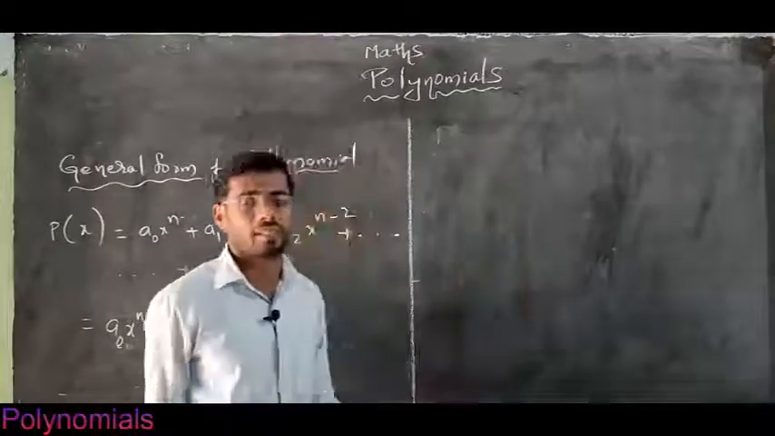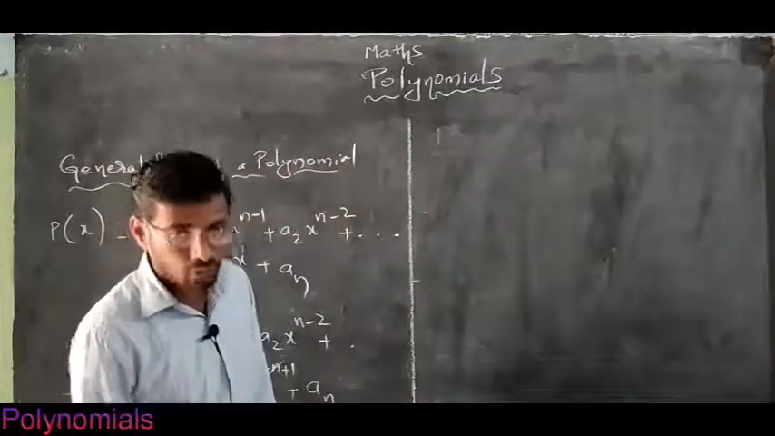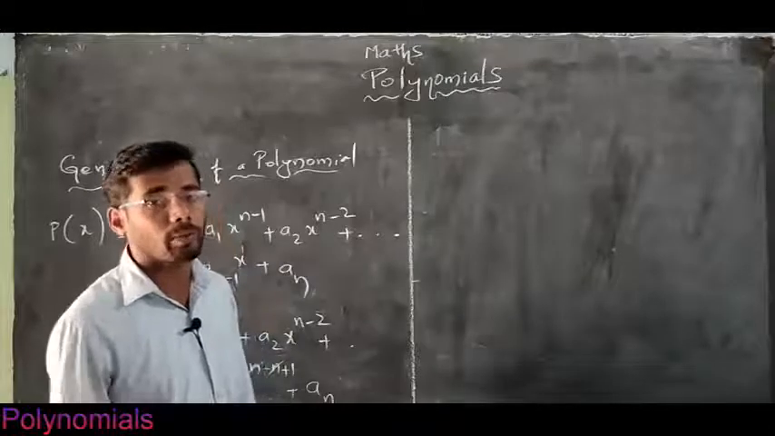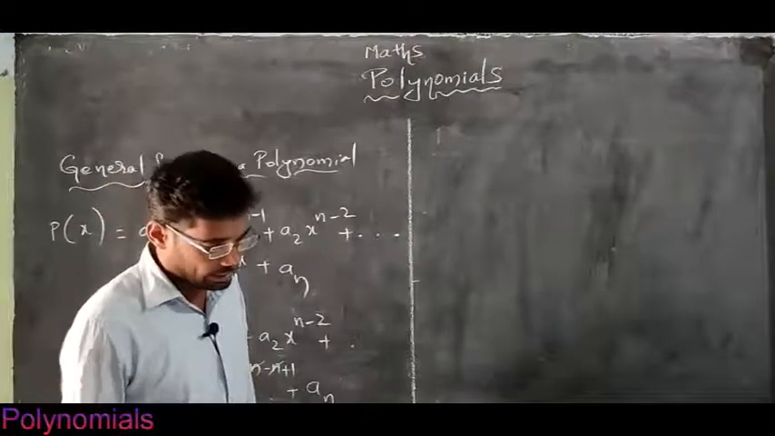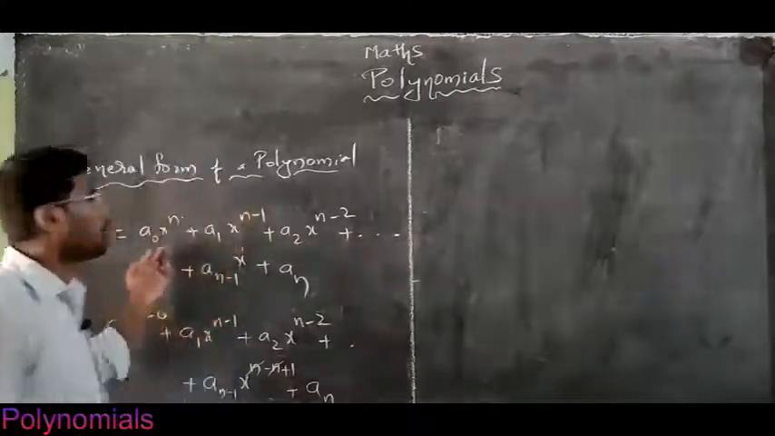Previously you wrote plus 6 as a constant. I already said, constant means what? It does not contain the variable terms, that we call a constant. This is the general form of a polynomial.